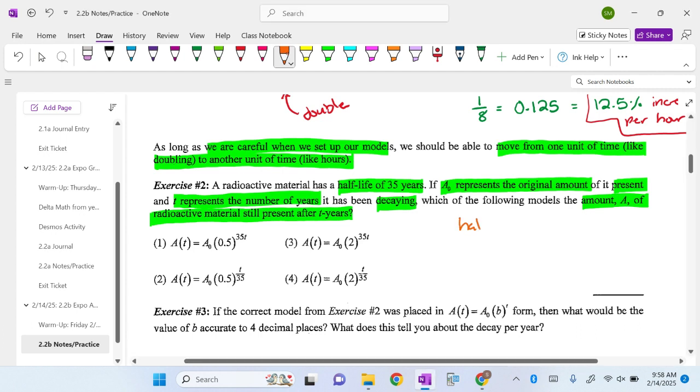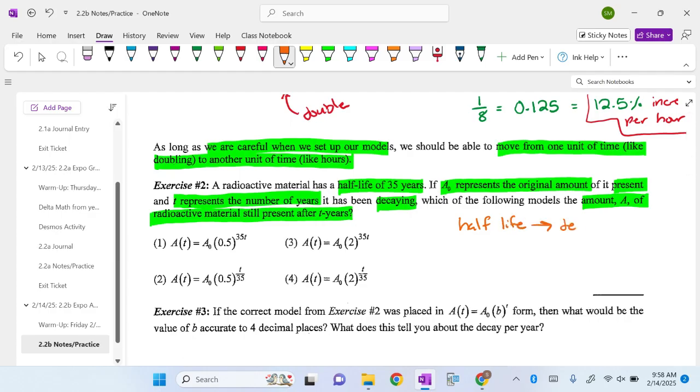So when we talk about half-life, we're decreasing by 1/2. So looking at our 4 answer choices, if we're decreasing by 1/2, so our rate of decrease is 1/2, what 2 answer choices can I go ahead and eliminate?